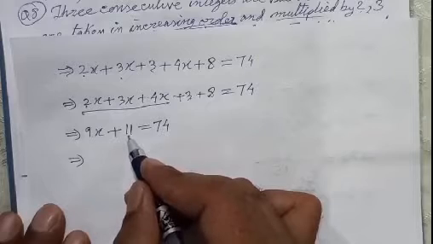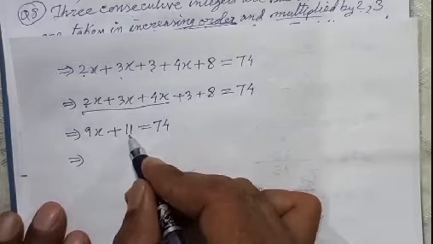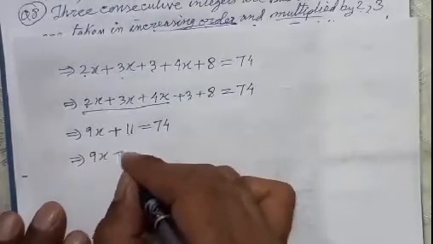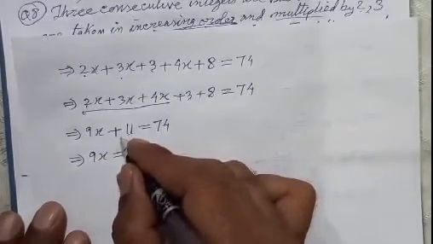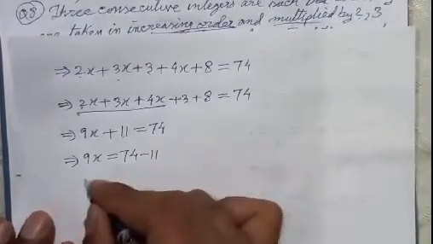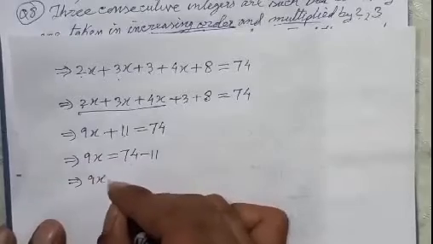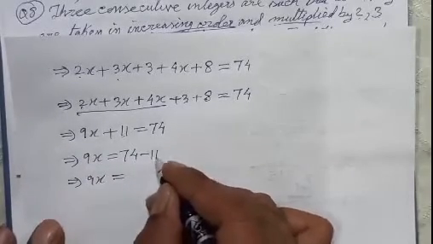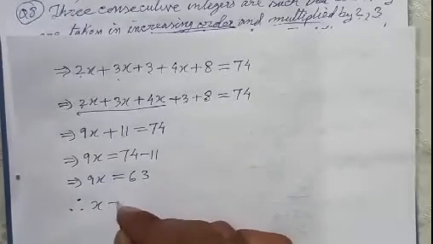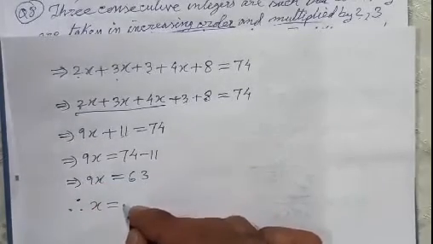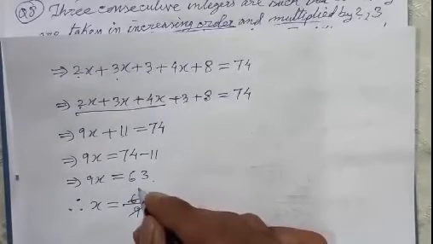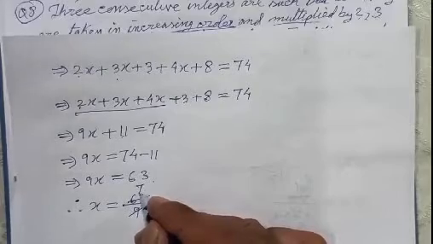Since this 11 is without x, we have to transpose this to the other side. Then 9x is equal to 74, plus 11 is transposing to the other side, then plus becomes minus, so minus 11. This implies that 9x is equal to 74 minus 11, that is 63. Therefore, x is equal to, 9 is transposing to the other side, then 9 will divide 63. 9 sevens are 63. Now x is 7.